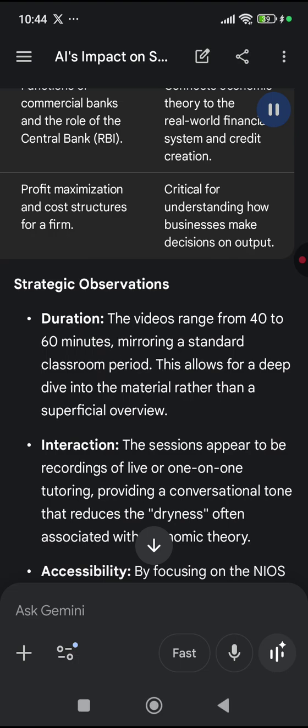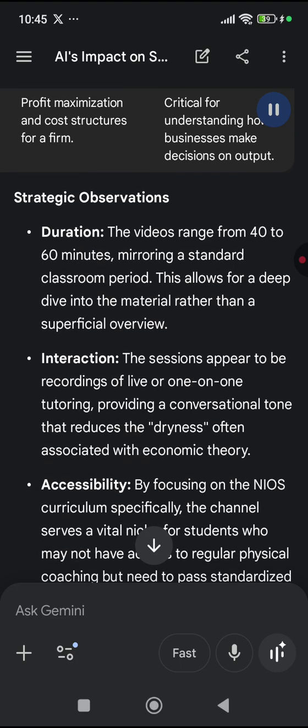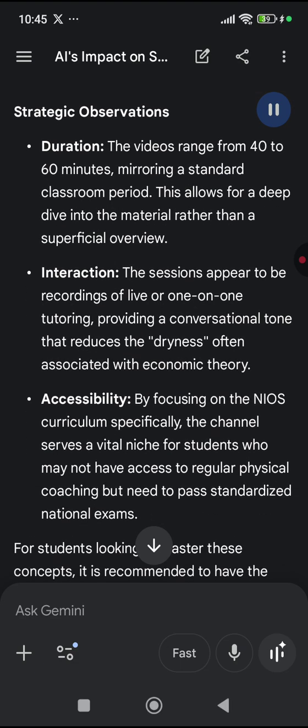Strategic observations. Duration: the videos range from 40 to 60 minutes, mirroring a standard classroom period. This allows for a deep dive into the material rather than a superficial overview. Interaction: the sessions appear to be recordings of live or one-on-one tutoring, providing a conversational tone that reduces the dryness often associated with economic theory.